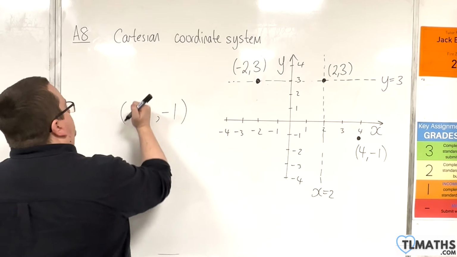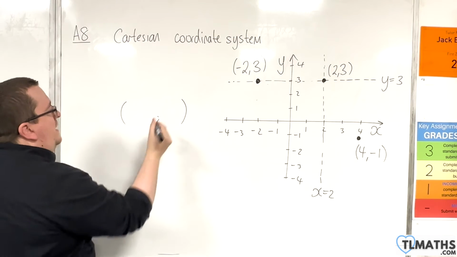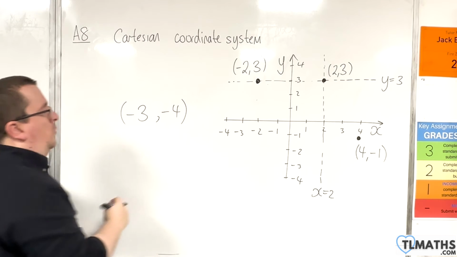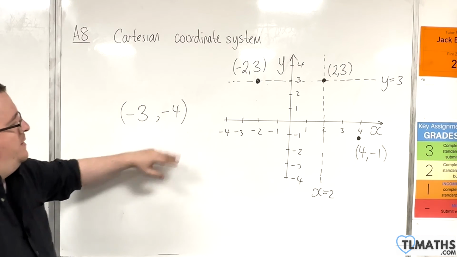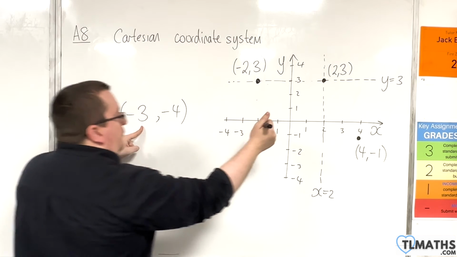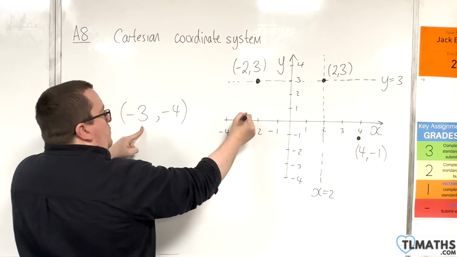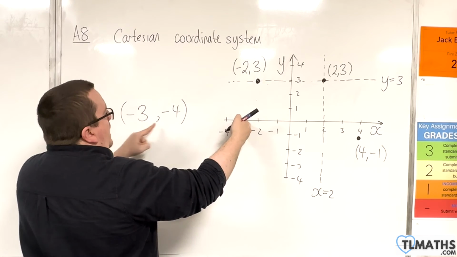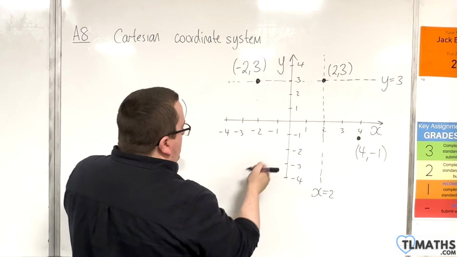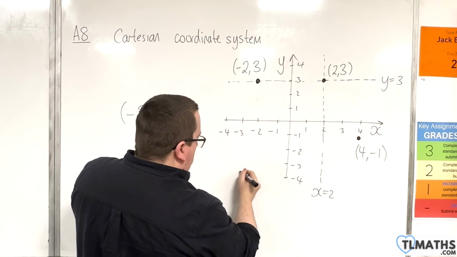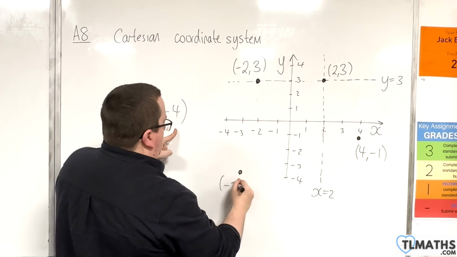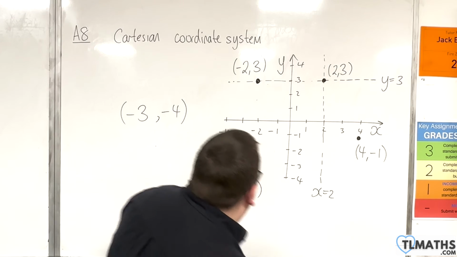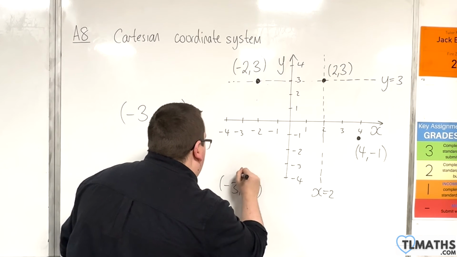Let's do one more. So let's see, what if they were both negative? What about minus 3, minus 4? Well, if we're at minus 3, minus 4, then we go back from this point here, 3 units. Okay, so 3 along the corridor, back along the corridor, and then 4 down the stairs. And so we go all the way down to about there. Minus 3, minus 4. Okay, just about, isn't it? Maybe a bit lower than that.